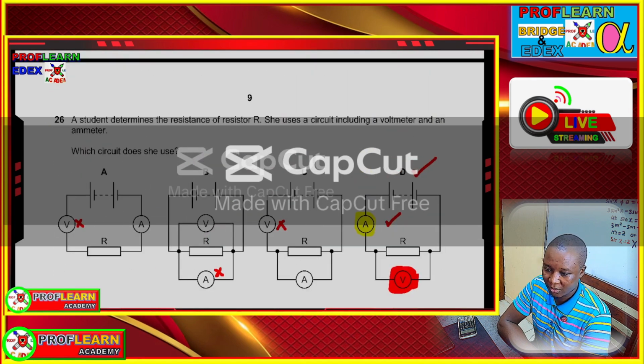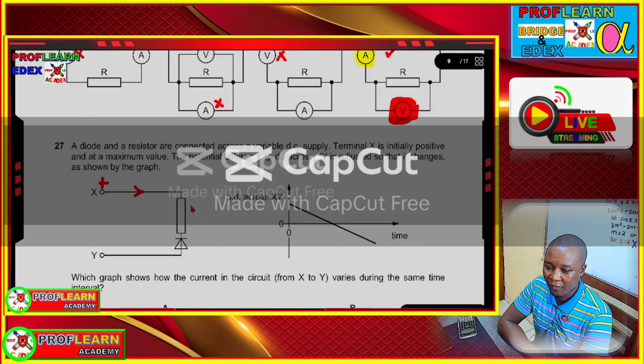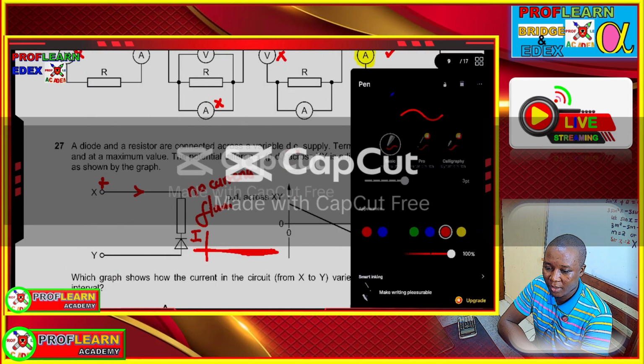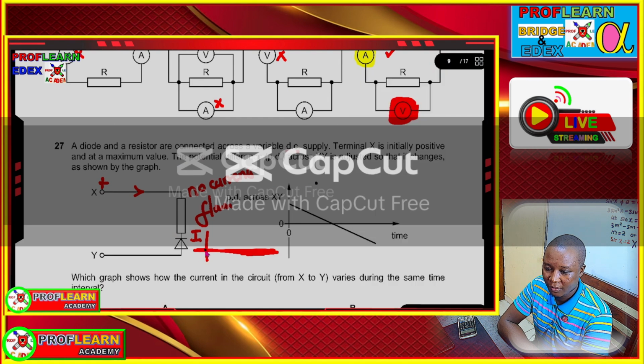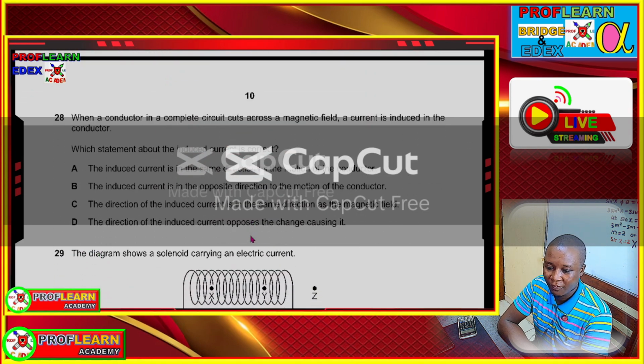Let's see, the graph is going to behave this way. Let me just move this down. One hour before the exam, you have to remember, when the diode is reverse biased, current is not going to flow. So we're going to have our graph going like that, no current flowing in that case. Current will remain here for a while, then it will decrease like that. So we shall have our option D at that point.